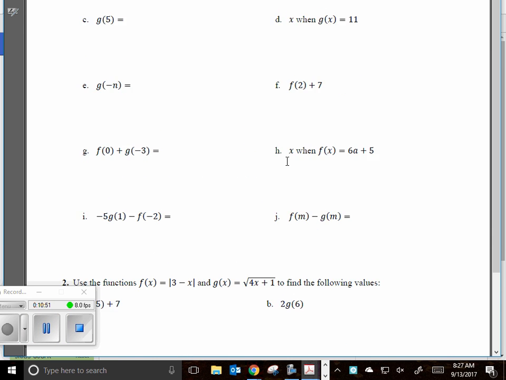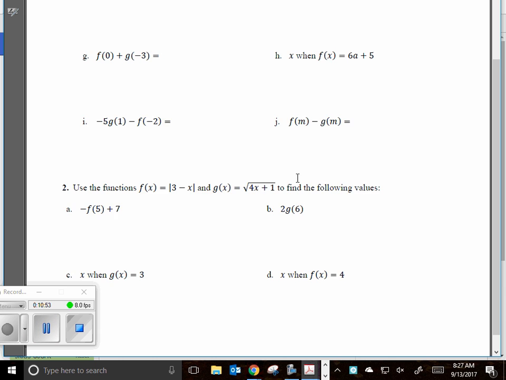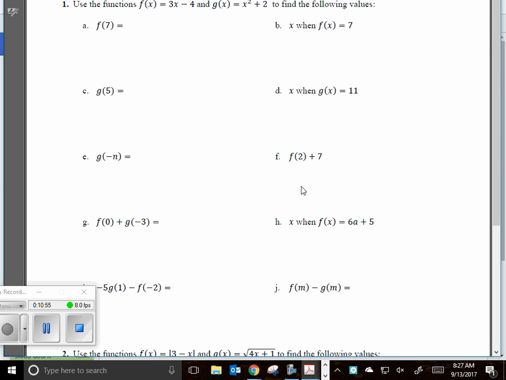And there we go. This is only a one-pager, and I don't think it's too tough. So let's just start this together here. Number one, f of 7. So you're just going to stick a 7 in the f function. There's the f function. So f of 7 is 3 parentheses 7 minus 4.